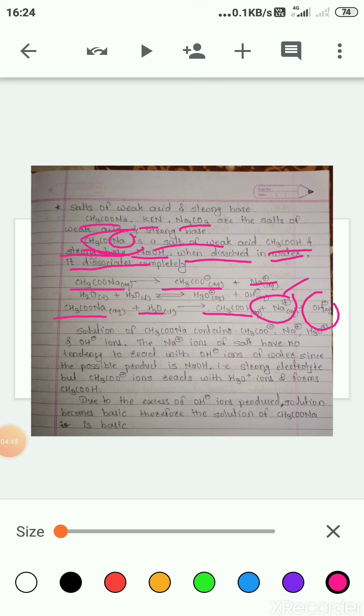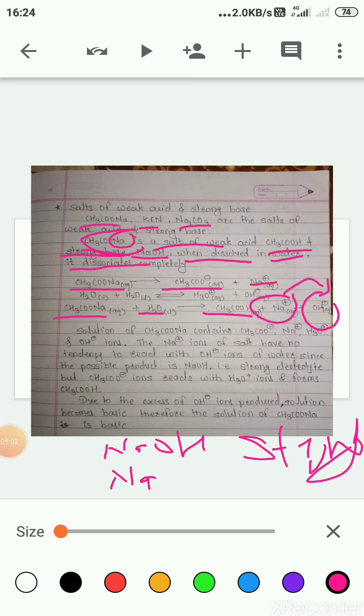Now these are in the form of ions only. Because as they combine, it produces NaOH, and NaOH is a strong electrolyte, and a strong electrolyte when dissolved in water again produces Na+ and OH- ions, and therefore the concentration of OH- ions in the solution is greater than the concentration of H+ ions. And therefore the solution of sodium acetate contains acetate ion, Na+ ion, H3O+ ions and OH- ions.